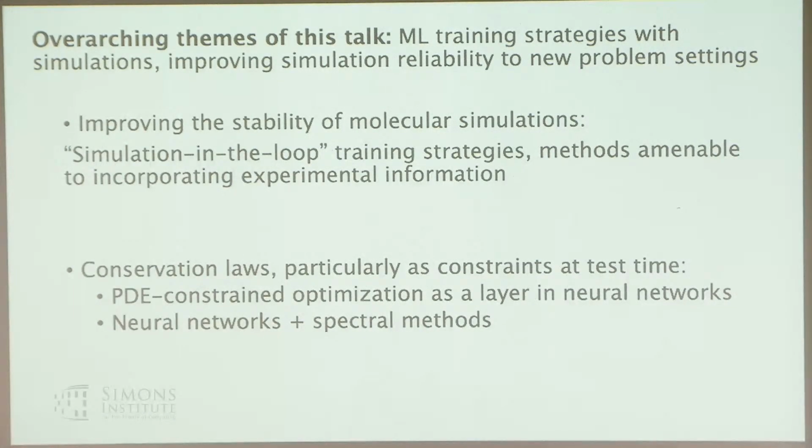So improving the stability of these molecular simulations: how do we actually get to do reliable simulations and observe and reproduce the types of observables we want to see over time? The thing I'll talk about here is a type of simulation-in-the-loop training strategy. One of the nice things about such an approach is that you can potentially also incorporate experimental information into your training procedure. So this is combining some level of simulation data with other observables, which could come from things like experiments.